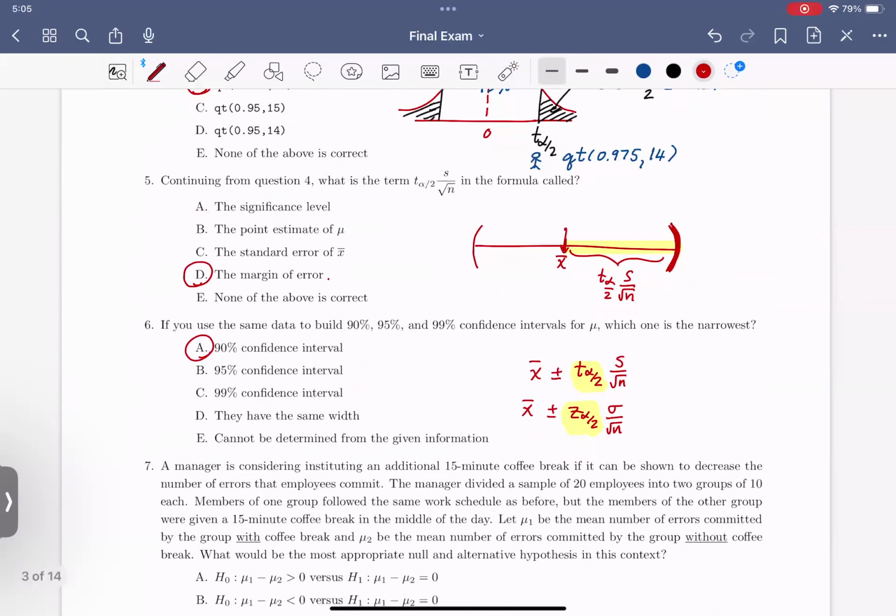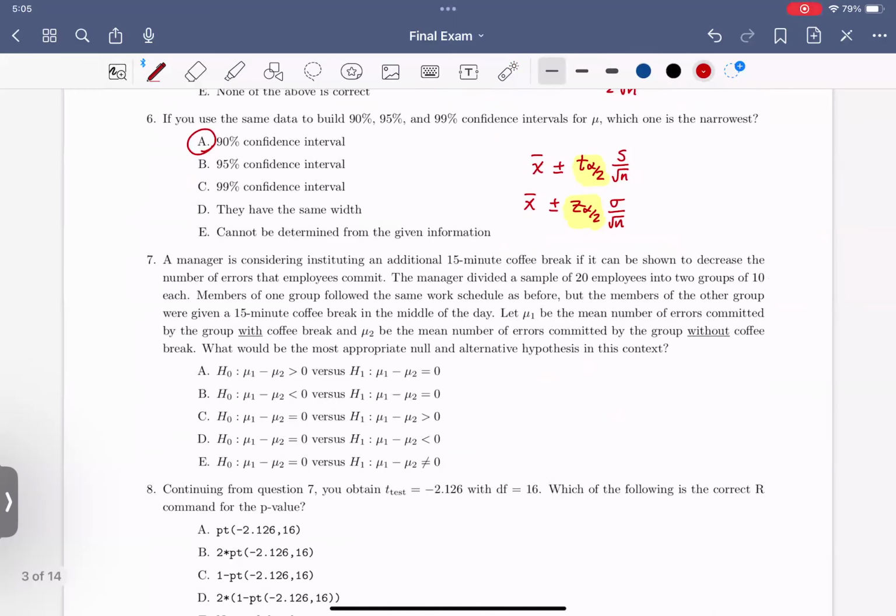All right, next one, question 7. A manager is considering instituting an additional 15-minute coffee break. If it can be shown to decrease the number of errors that the employees commit, the manager divided a sample of 20 employees into two groups of 10. Members of one group follow the same work schedule as before, but the members of the other group were given a 15-minute break in the middle of the day. All right.